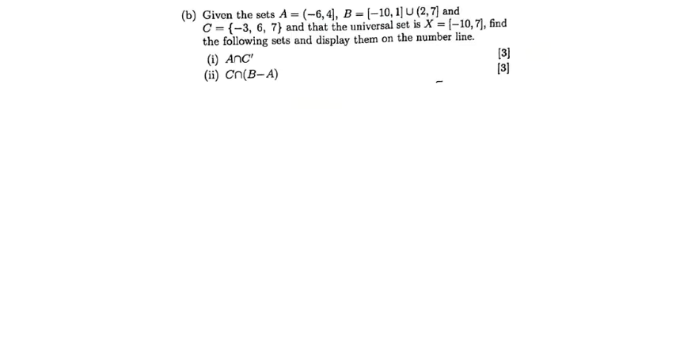Now look at b. Given that set A is equal to (−6, 4], B is equal to that, and C is equal to that, and that the universal set is having numbers from negative 10 to 7, find the following sets and display them on the number line.